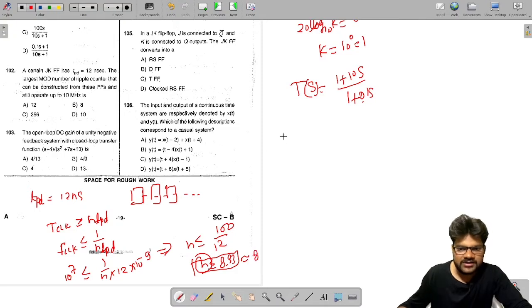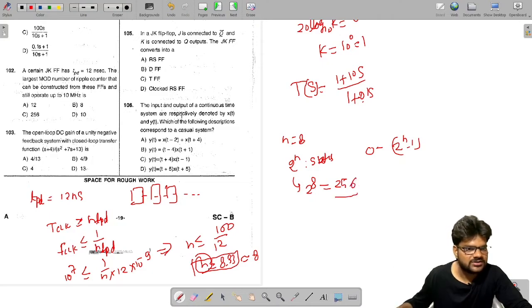So if n is 8, then it can have 2 to the power n number of states. So total it can have 2 to the power n number of states, that is 0 to 2 to the power n minus 1. So it will have 2 to the power 8, that is 256 number of states.